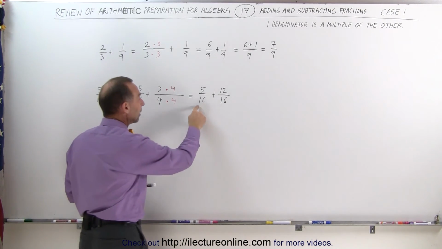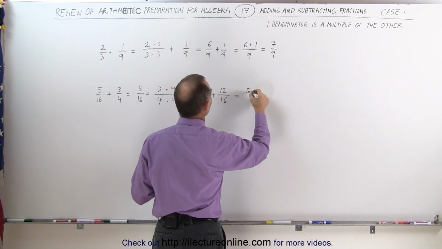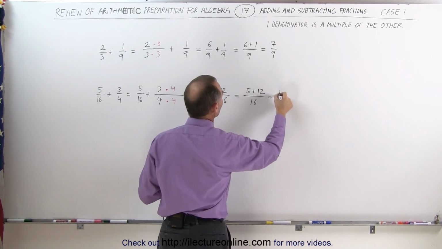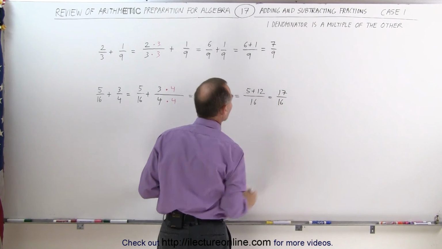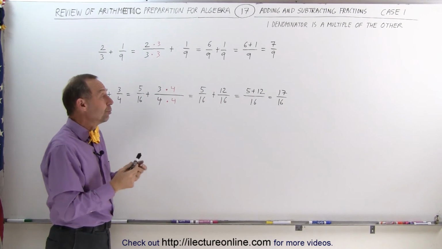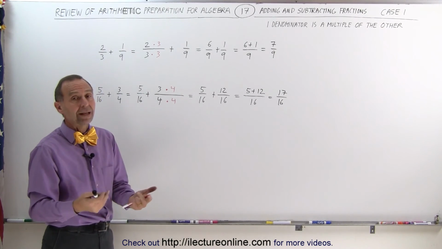And now that I have the denominators the same, I can simply add them. This now becomes 5 plus 12 divided by 16. That's the common denominator, which is 17/16. Notice it's an improper fraction. The numerator is larger than the denominator, but that's okay. I can leave it like that, or I can write it as a mixed number.